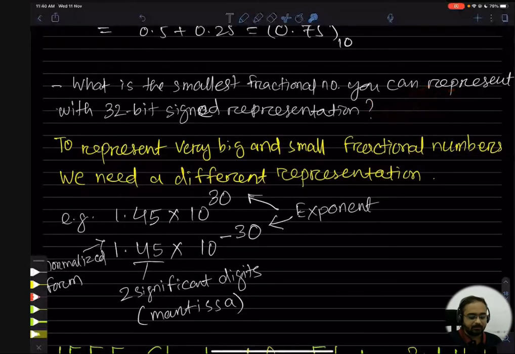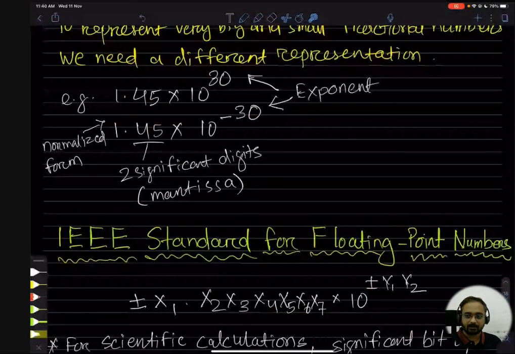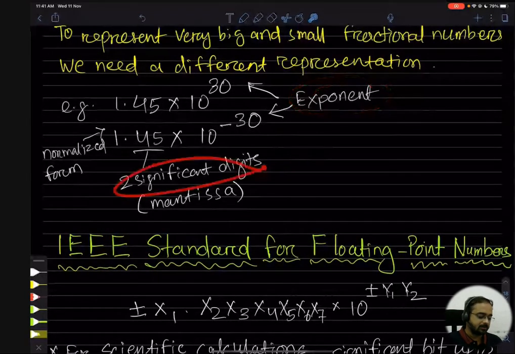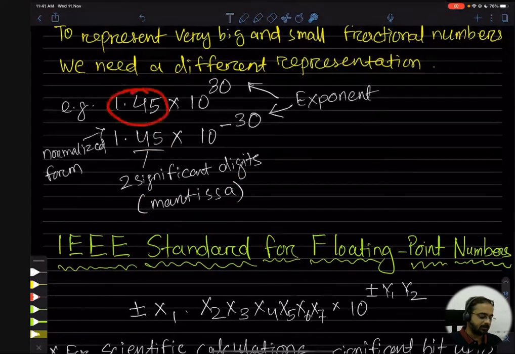To represent very big and very small fractional numbers, we need a different representation. That's why we are going to read about something called the IEEE standard for floating point number representation. These are some normal notations. This top part is called the exponent. This part is called the significant digits, or in this case the mantissa. Whenever we write it in this form, it is called a normalized form.